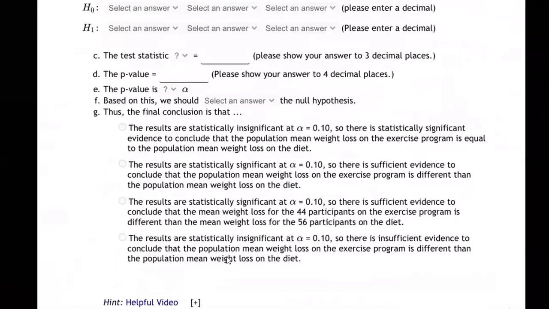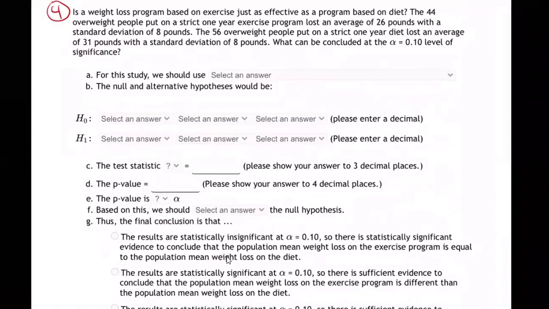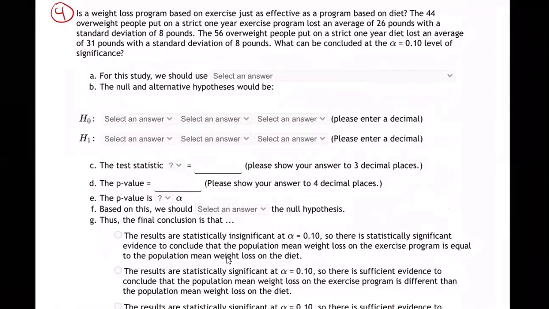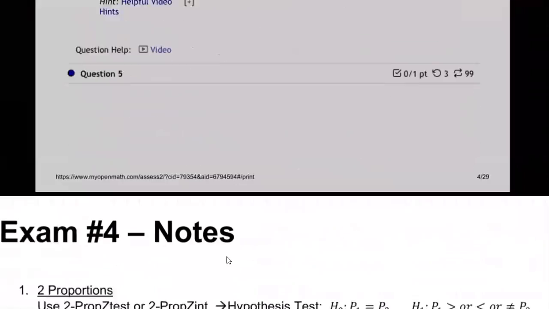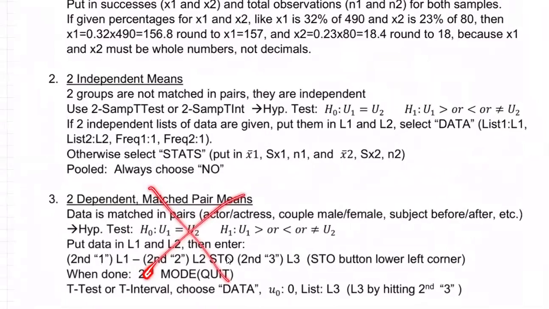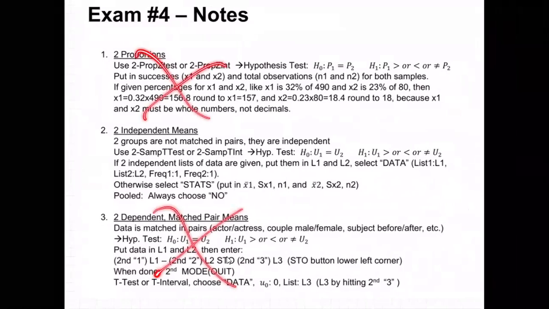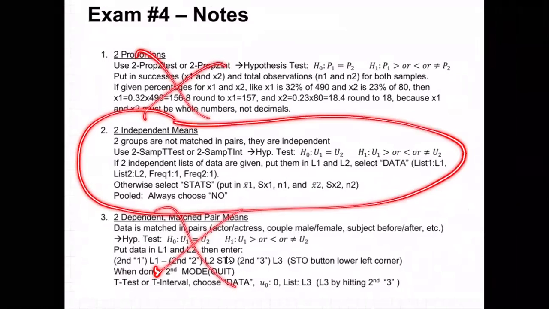Everybody with me on that? There's none of that here on number 4. All we have is an average and a standard deviation. We don't have matched pairs, right? So no, it's not matched pairs. It's not proportions. It must be this: two independent means. That means two completely separate averages. Remember, a mean is an average. Two independent, separate averages. Is that what they have here?